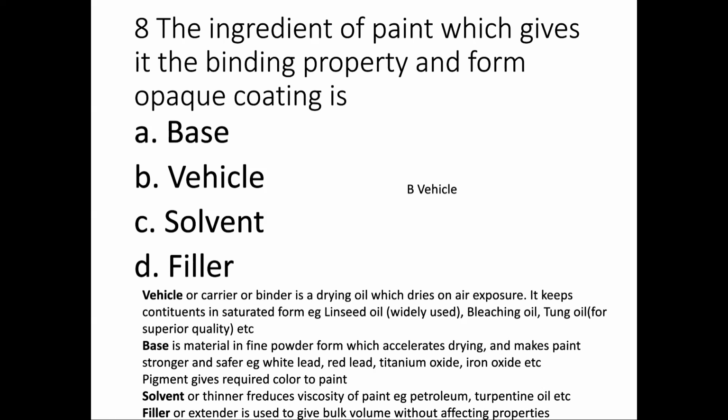What is base? Base is a material in fine powder form which accelerates drying. It makes paint stronger and safer. Examples: white lead, red lead, titanium oxide, iron oxide, etc. Solvent or thinner reduces the viscosity of paint. Examples are petroleum, turpentine oil, etc. Then filler or extender is used to give bulk volume without affecting properties.